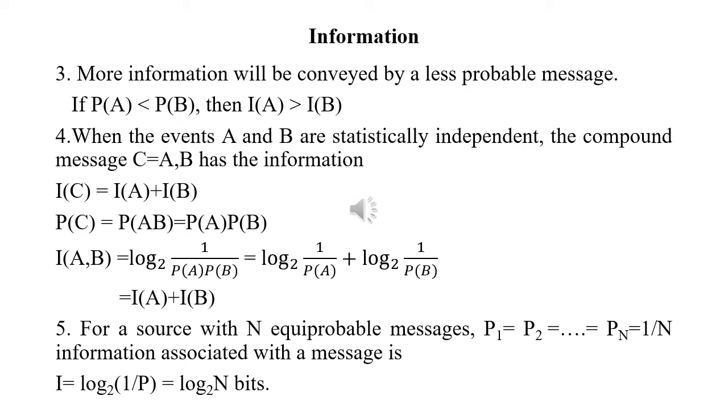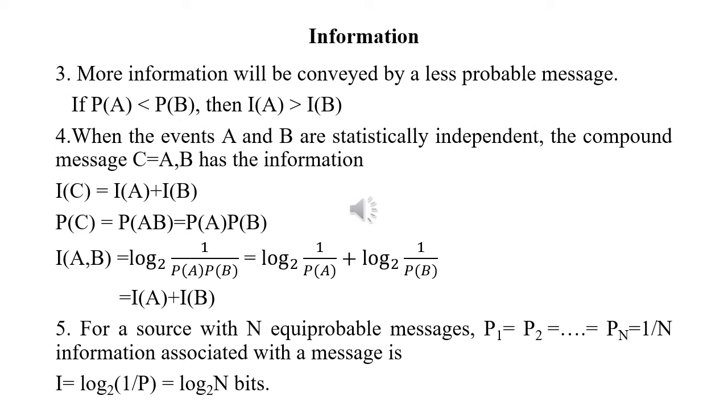of B. Fourth property, when the events A and B are statistically independent, the compound message C equal to AB has the information I of C equal to I of A plus I of B. Because P of C equal to P of AB equal to P of A into P of B. Then I of AB equal to log 1 by P of AB equal to I of A plus I of B.